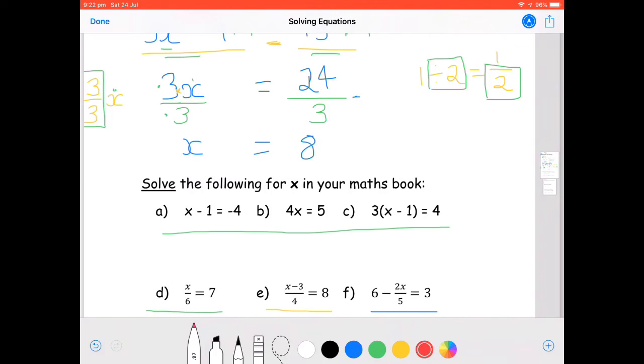Just a heads up, with this one here, you might end up with a fraction as your answer. So if that does happen to you, don't worry, you're definitely on the right track there. See if you can remember how to work with fractions like we did in term 1.